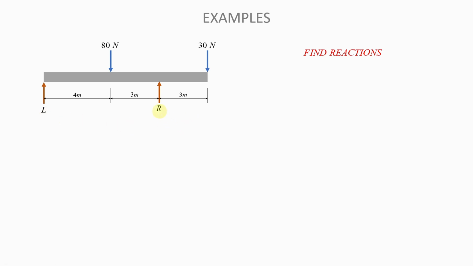So we need to determine what is the magnitude of L and what is the magnitude of R. To do that, you can do two moment equations, or you can do one force equation and one moment equation. This is what I prefer because you are less likely to make mistakes. I have seen from my experience that when students try to do two moment equations, they tend to make more mistakes than if they did one force equation and one moment equation.